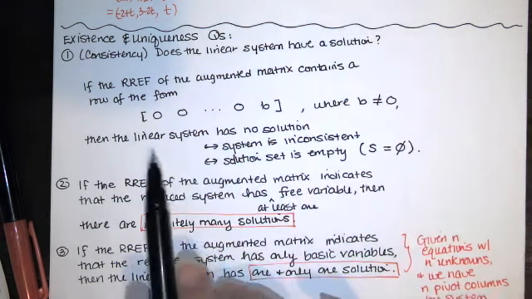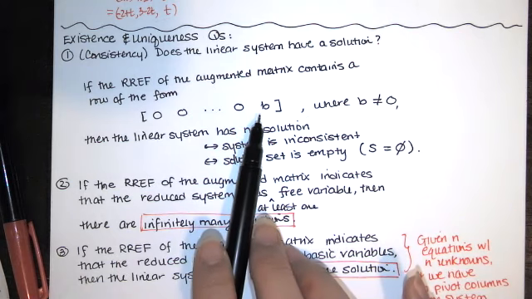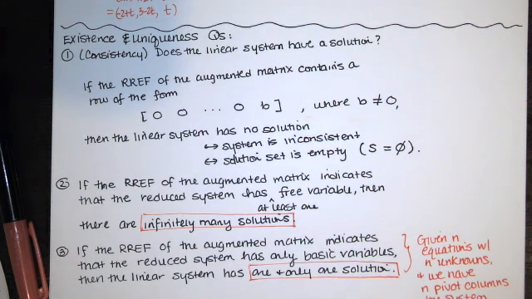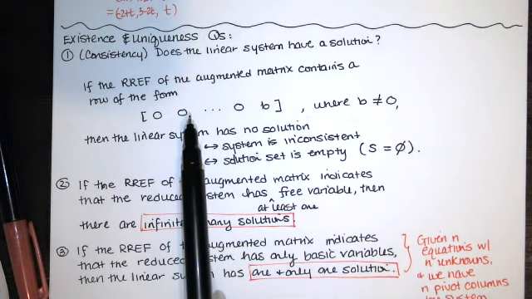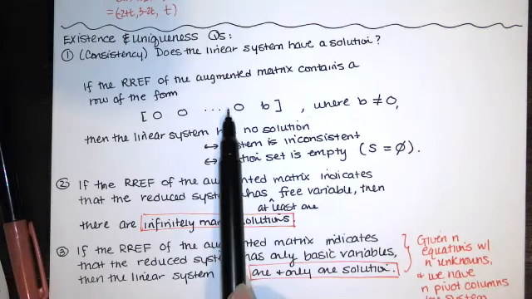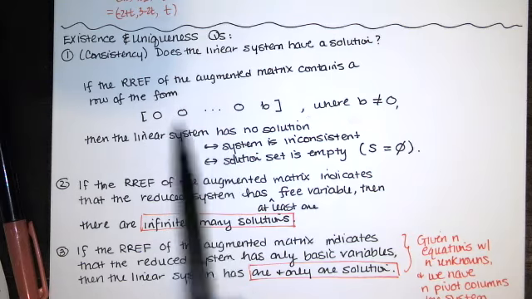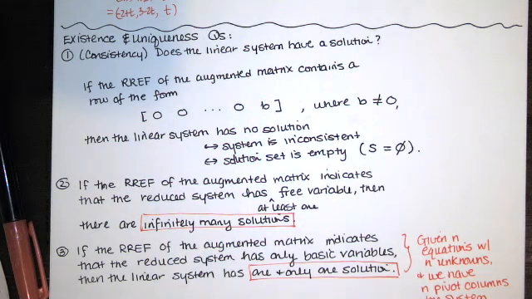And that's okay. If you have a row that looks like this with a bunch of zeros here and a non-zero number here, just know that that corresponds to an equation that could never make sense. This is saying 0 times x1 plus 0 times x2 all the way through plus 0 times x sub n equals b. So that's a sum of n zeros, which is 0, and you're saying 0 equals b, and b is not 0, that can never be true. If you end up with something like that, the linear system does not have a solution.